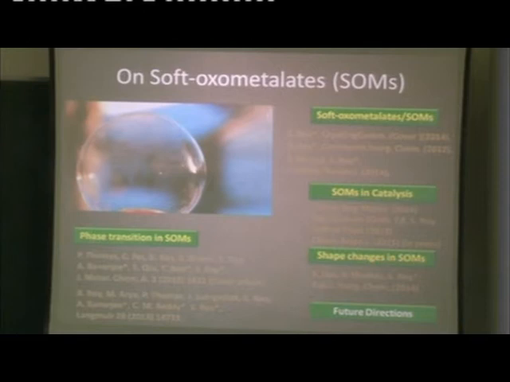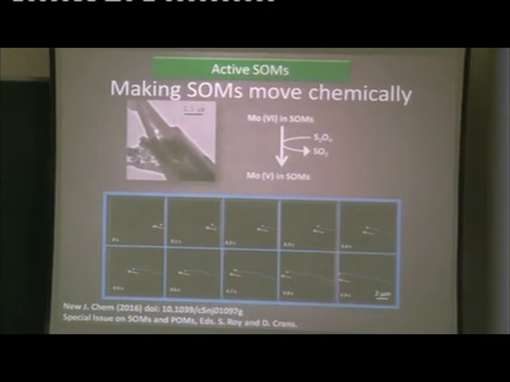Then what we would like to show is, for example, the future directions, or rather these are the present directions of our laboratory. So that is making the motors move, making soft oxometalates move. And this is what we have been doing. So Apabrita has been active in this area, and she has got some very nice results.